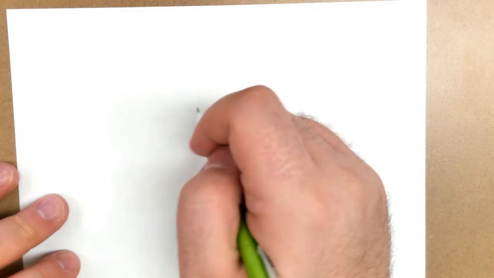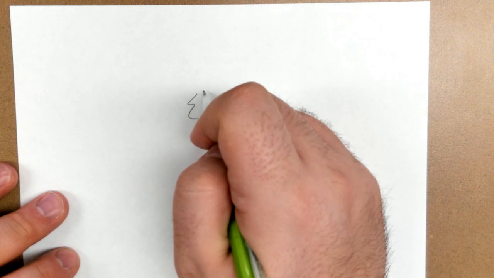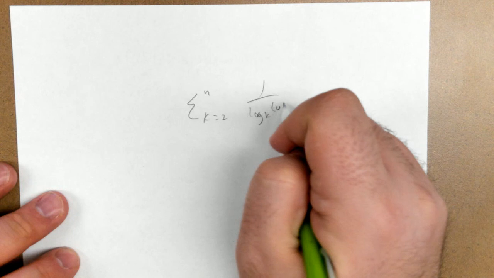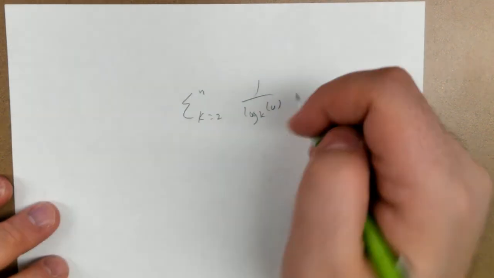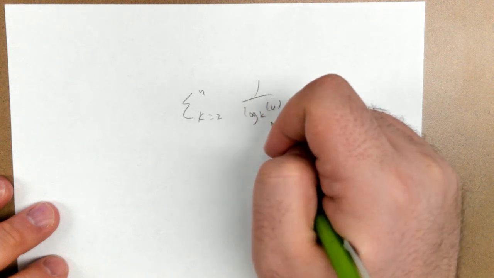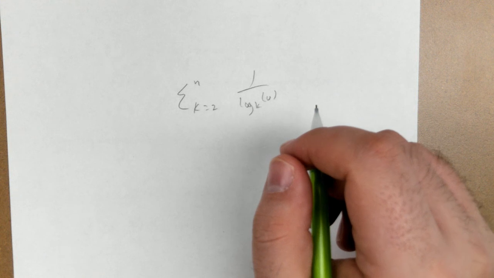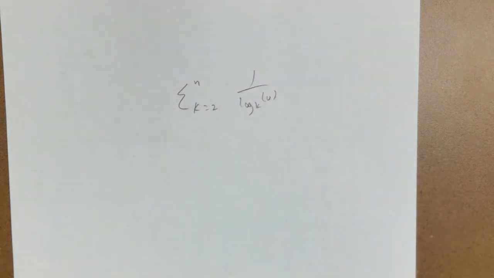All right, the last one is, I want to sum from k equals 2 to n, 1 over log k of u, and u is some number that I don't know, but I want a formula for that. They were doing log base k here, and so there's a formula that you need to know here that you may not know or may have forgotten that's related to change of base.